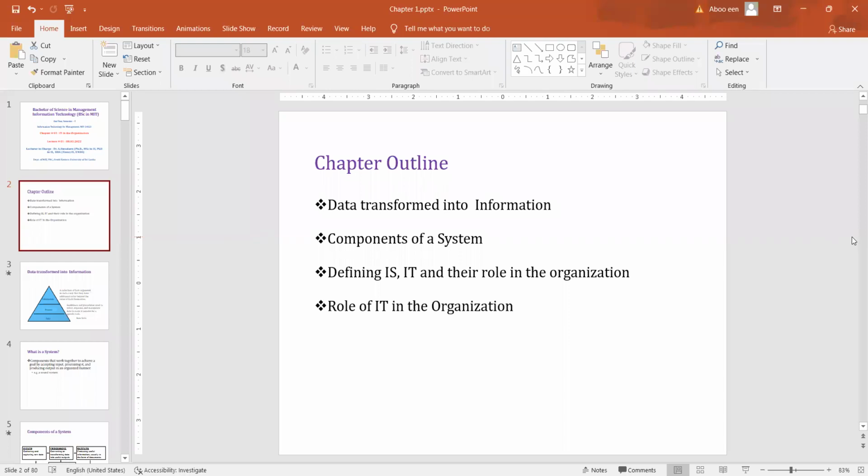Information is the processed data. Processed or systematically organized data is called information. So basically, in the transformation process from data into information, the unprocessed data is processed or systematically organized and converted into meaningful information.